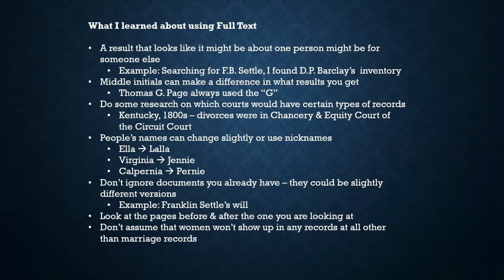Don't ignore documents you already have. They could be slightly different versions. Franklin Settle's will, again, I have one from the will book and then the one that's in the equity judgment that is slightly different. And that could be significant or it could just have been an error, but I don't know. And it's interesting what was added afterwards.